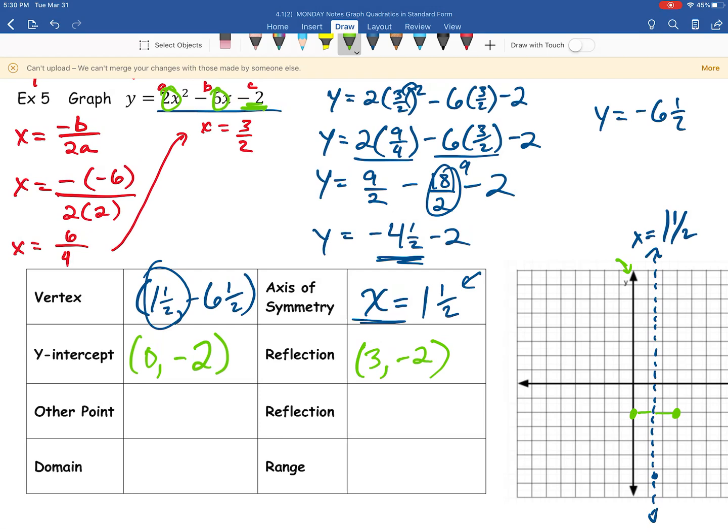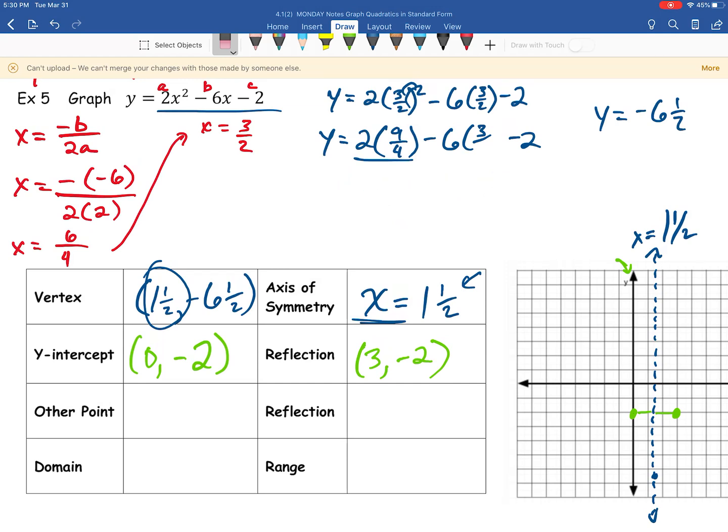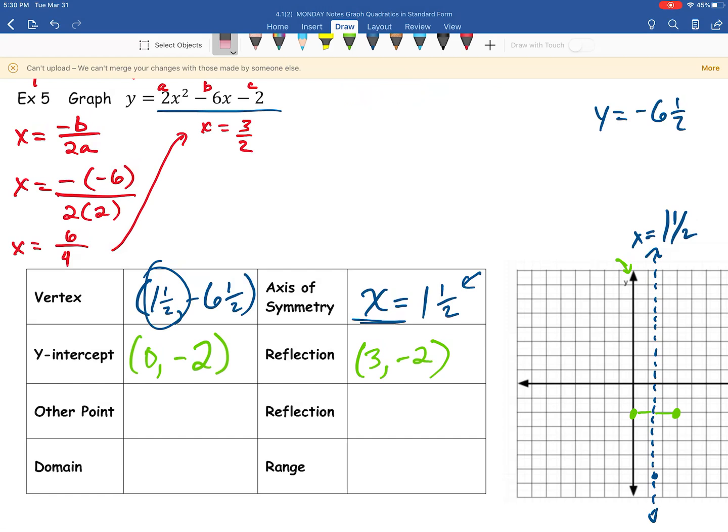For the other point, we can plug in a value that we think is going to work well for x. When you're doing that process, I always encourage my students to plug in a value that's really close to your vertex that you haven't yet used. When I'm looking at my vertex, I notice that the x value is 1 1/2, and I haven't yet used 1 or 2 in my table here. So I'm going to use the value 1.